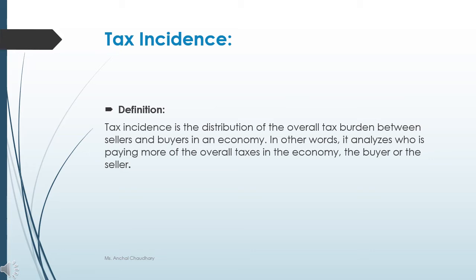In other words, you can say it analyzes who is paying more of the overall taxes in the economy, the buyer or the seller. So you will distribute accordingly whenever you analyze who is paying more taxes and who is paying less tax overall. So this is a kind of equal distribution. You want to distribute the tax burden accordingly. So this is your tax incidence.